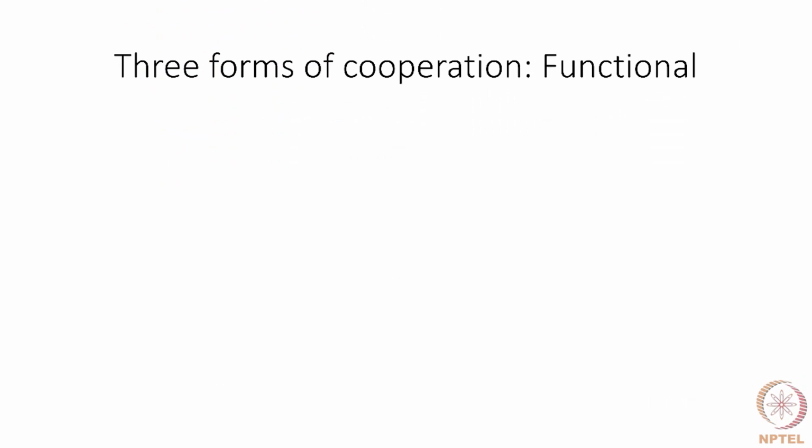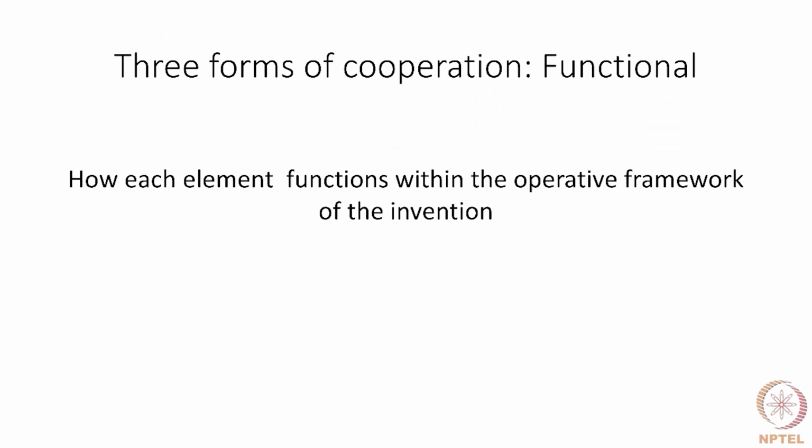The other form of cooperation is functional. Now how each element functions within the operative framework of the invention. Now legs mounted to support the seat. We had earlier seen an engine mounted on the chassis. Now all these are instances which show how the function between two elements is described.